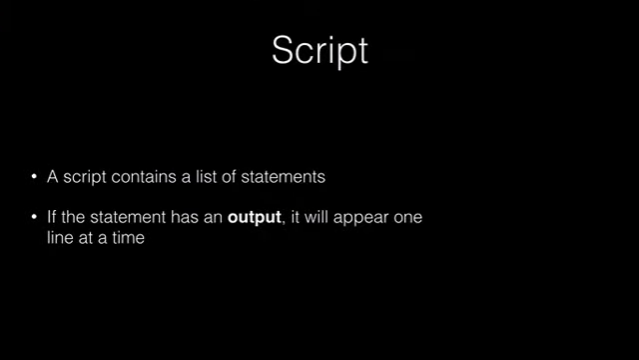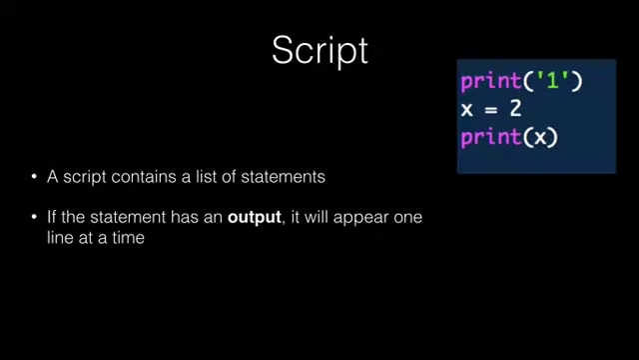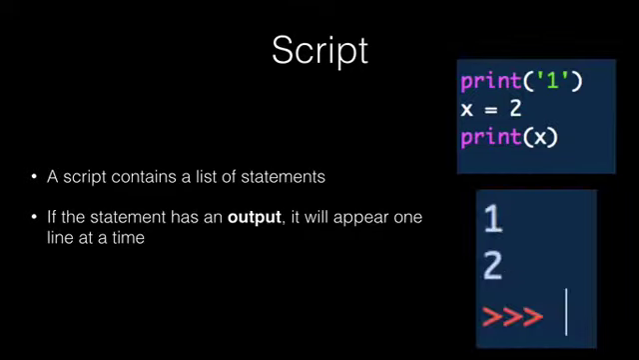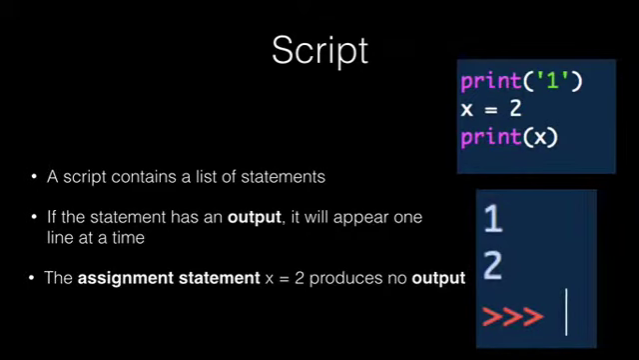A script contains a list of statements. If the statement has an output, it will appear one line at a time. So for example, a script that says print the number 1, then it creates a variable called x and stores the value 2 inside that variable, and then prints that variable. When you run it, it will look like this. 1 and then 2. The second line in the top picture is an assignment statement. It has no output. That's why you don't see it when you run it.